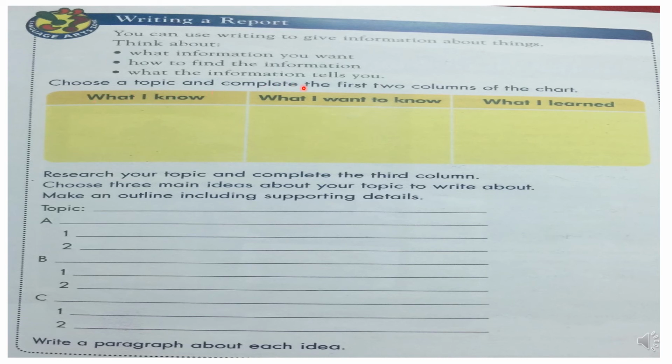Choose a topic and complete the first two columns of the chart. Here we call it KWL chart. K, what I know. Already you know. W, what I want to know. You want to know what? And L, what I learned. So it's KWL. What I know?